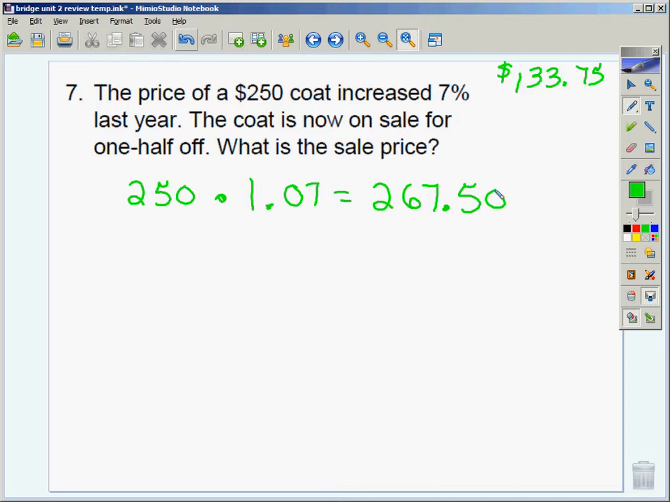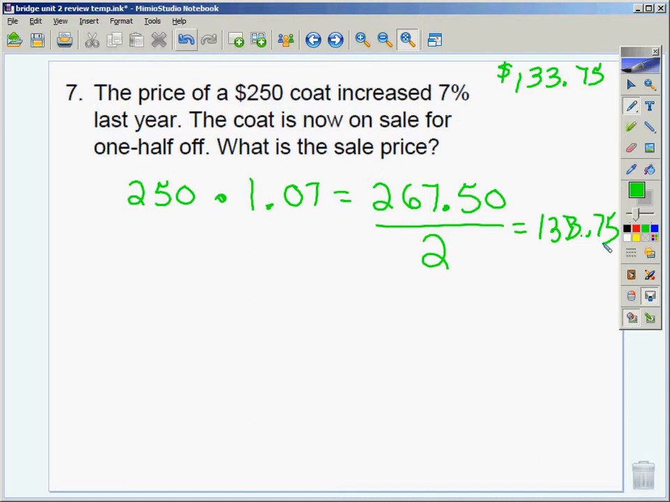It says the coat is now on sale for 1/2 off. If I'm taking half off, how much of it am I paying for? 50% or paying for half of it, right? If I'm paying for half of it, I need to divide this by what? 2. It'd show me how much I'm taking off or how much I'm paying for it. And I should have ended up with $133.75. Okay? Questions?